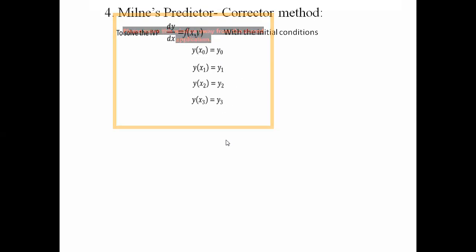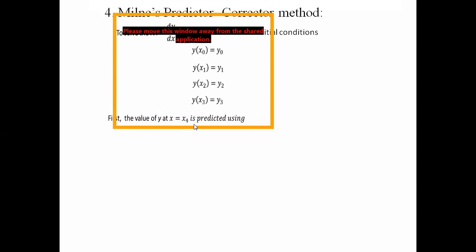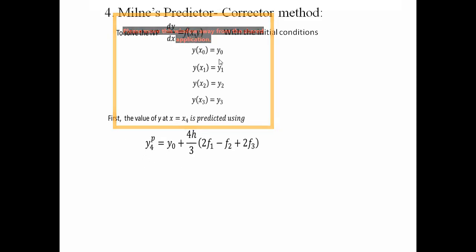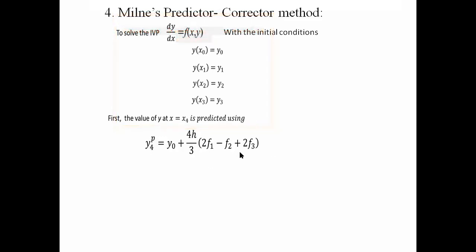Once the solution is known at these four points, Milne's predictor corrector method means one formula to predict and one to correct. To predict the value of y at the point x is equal to x4, first the value of y at x4 is predicted using the formula. We write a p on the top of y. The meaning is that we are predicting the value of y at x is equal to x4. And the formula is y naught, that means the starting point y naught, plus 4h by 3 into 2 times f1 minus f2 plus 2 times f3. Using this formula, you predict the solution.